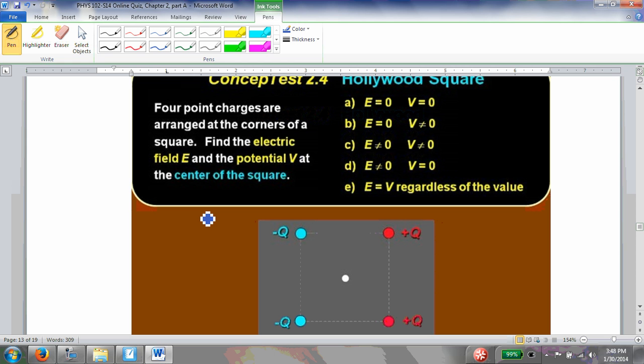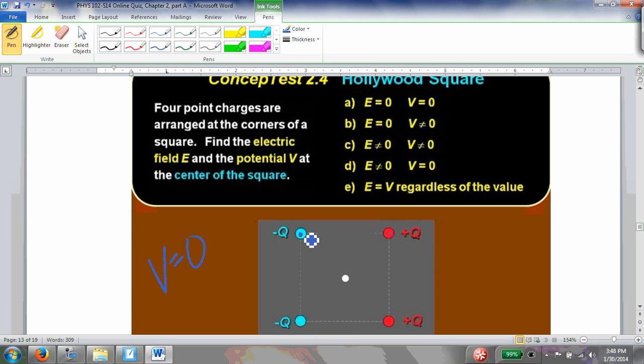Four point charges are arranged at the corners of the square. Find the electric field and potential at the center of the square. Well, this is similar to what we had before. Since there are equal numbers of positive and negative charges, V is equal to 0. The potential due to this one cancels with that one, and so on.